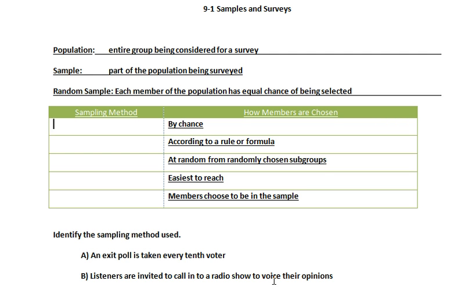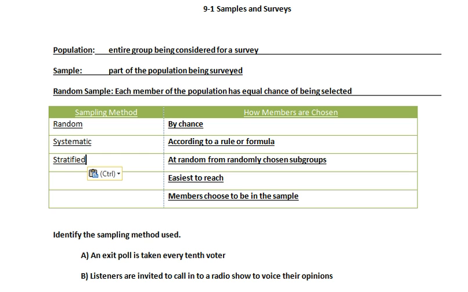Now, there's different types of ways to take samples. The first sampling method that we're going to look at is random. That means it's just by chance. There's different ways to take random samples, and we'll talk about different ways that we can. The next one is systematic. It's according to a rule or formula. For instance, every third person.